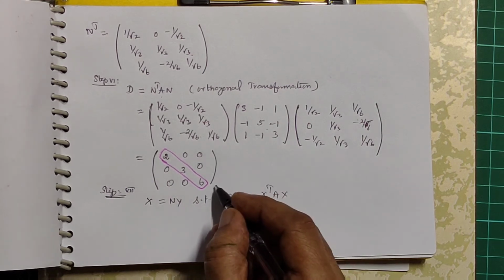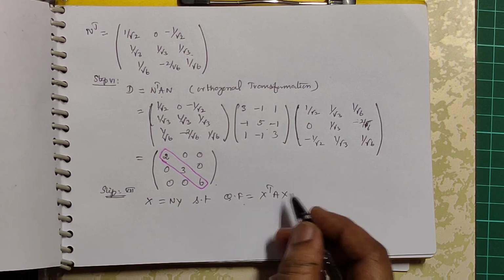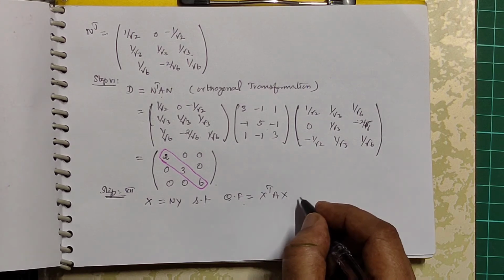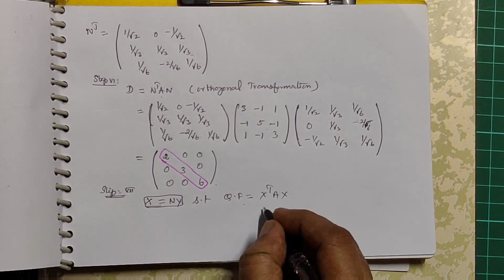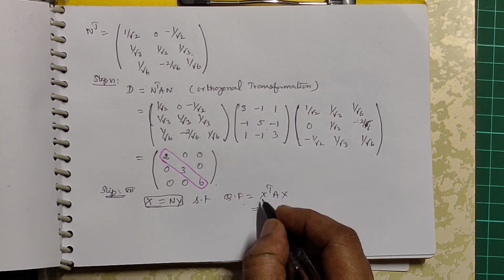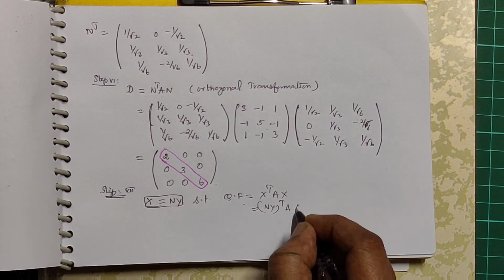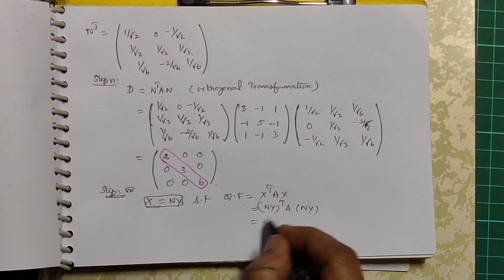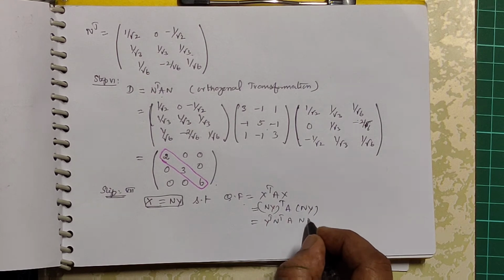Right now, up to this step, you have diagonalized. Now we have to convert the quadratic form to a canonical form. For that, we are using this linear transformation x = Ny. So this quadratic form x transpose Ax is (Ny) the whole transpose A (Ny). When you take the transpose of the two matrices in a product, you get y transpose N transpose A N y.